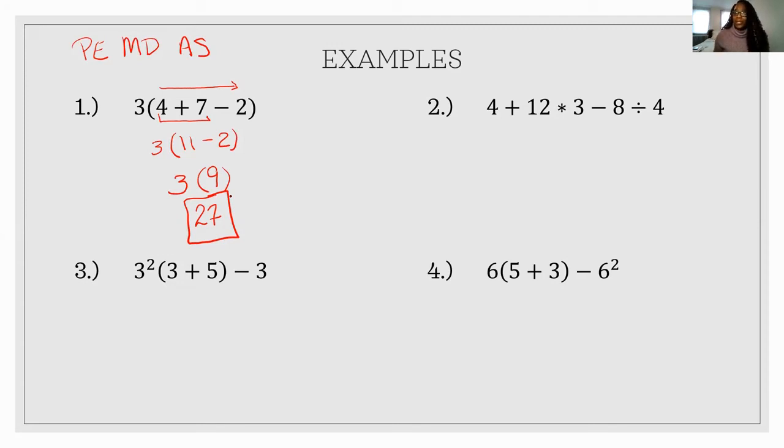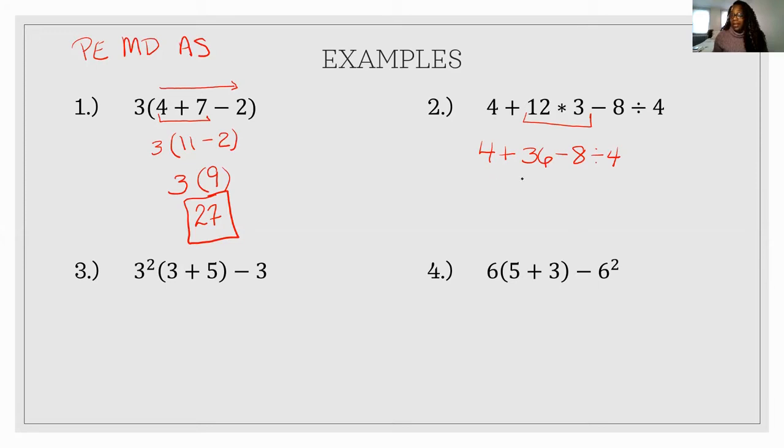So let's look at number 2. So we don't have any parentheses. We don't have any exponents. So that PE part is done. So now we're going to multiply or divide from left to right. So moving on from left to right, I noticed that I got 12 times 3. All right, so that means I bring my 4, I bring down my plus sign, and 12 times 3, that's 36. Bring down my minus 8, divide by 4. So the multiplication is done.